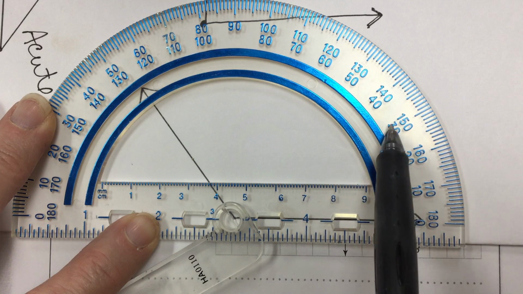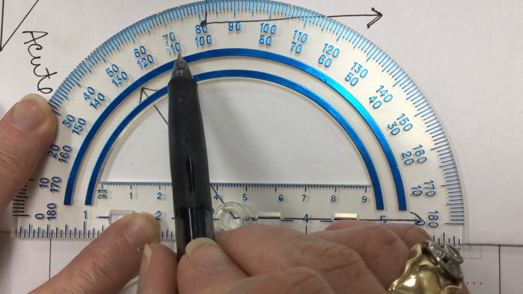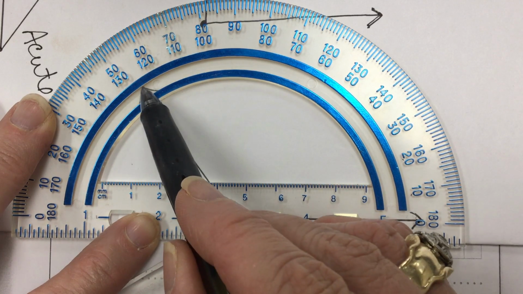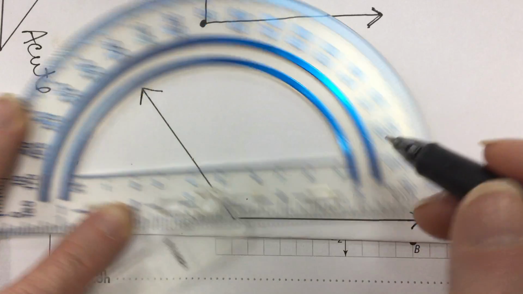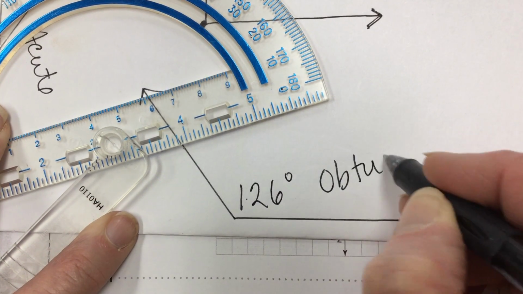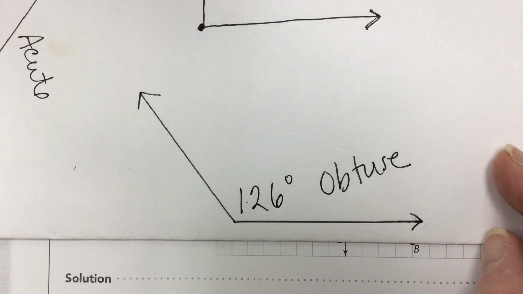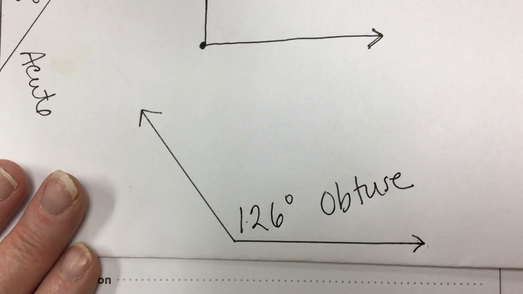0, 10, 20, 30, 40, 50, 60, 70, 80. There's 90, 100, 110, 120. Looks like to me this is about 125, 126 degrees. So I'm going to write that as 126 degrees. This is an obtuse angle, okay? So that's how you measure with a protractor, okay?